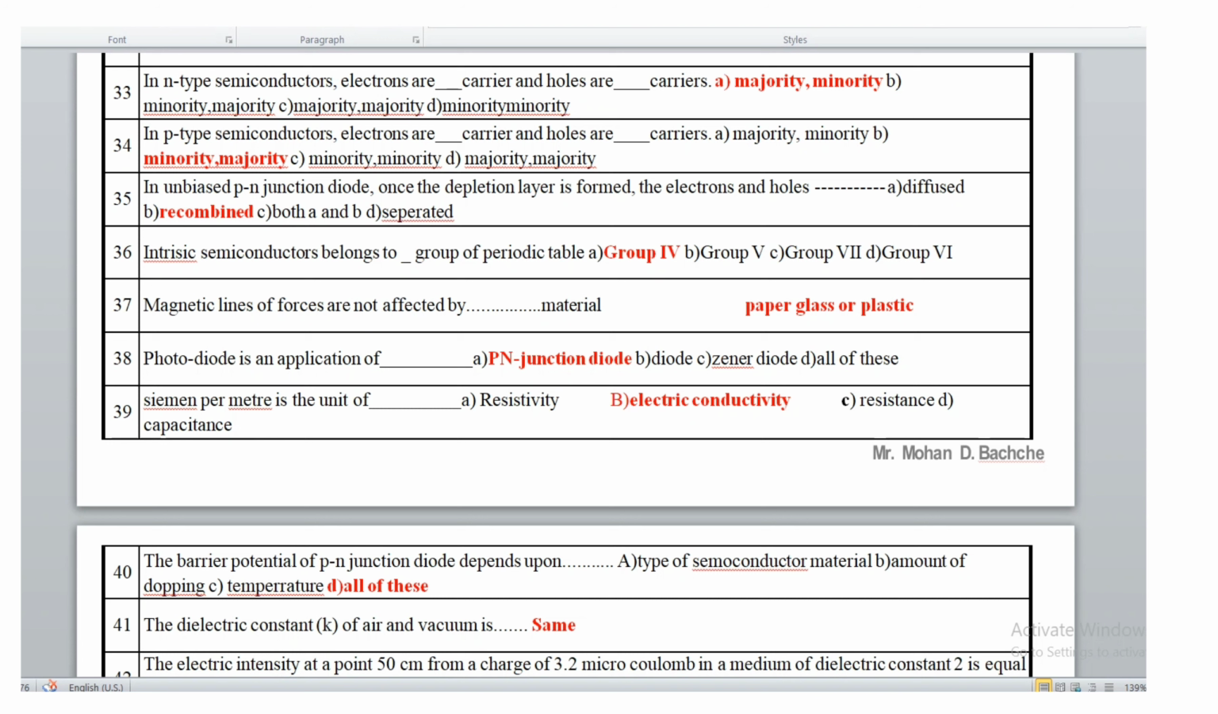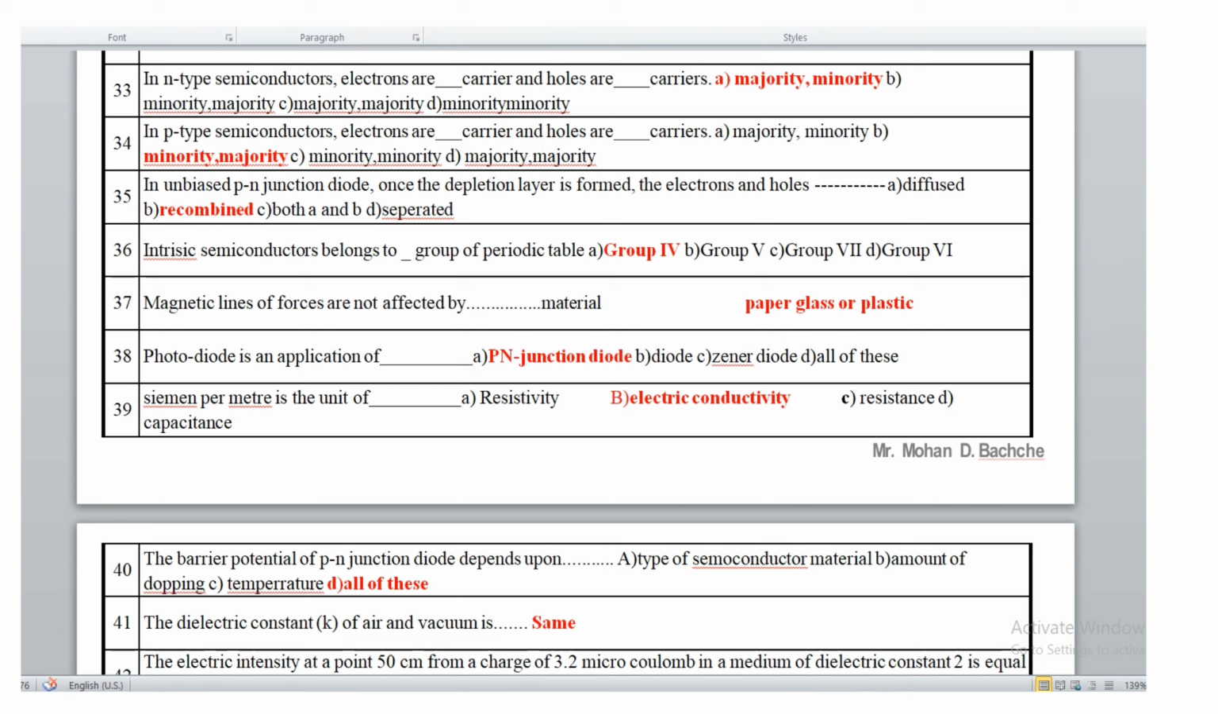Intrinsic semiconductor belongs to group 4 of the periodic table. Magnetic lines of force are not affected by paper, glass or plastic material. Photodiode is an application of PN junction diode. Siemens per meter is the unit of electric conductivity.